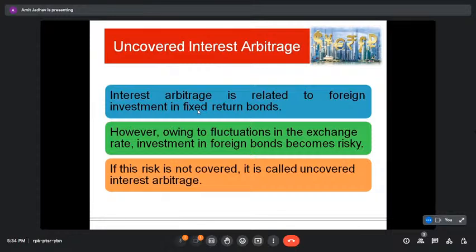If there is continuous fluctuation in the exchange rate, then investment in foreign bonds becomes a risk, because the price of the foreign bonds also fluctuates as the exchange rate fluctuates. If this risk is not covered, it is called uncovered interest arbitrage in the foreign exchange market. So if the risk is there and it is not covered, that is known as uncovered interest arbitrage.